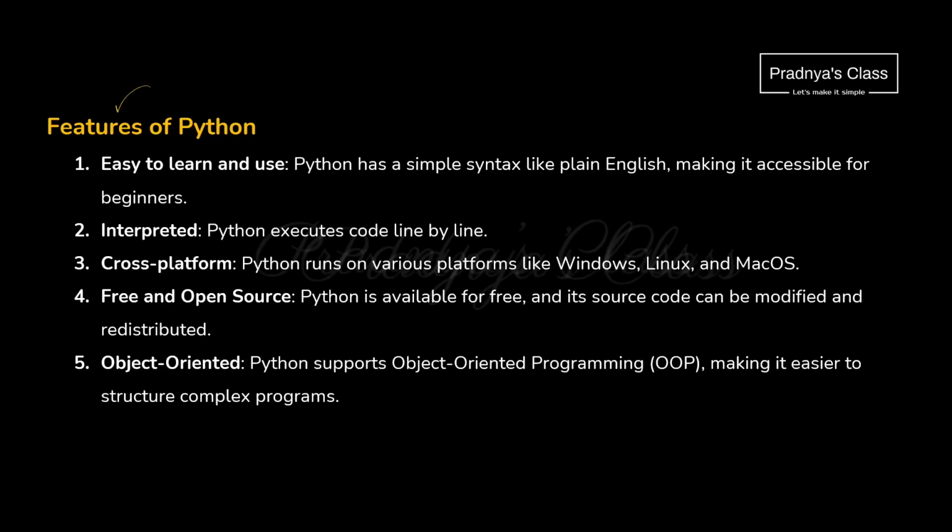Here is the next topic, features of Python. If you get any theory question, you can write the answer like this. It is easy to learn and use because it is just like a plain English. So it is easy for the beginners to understand and learn this language. We already discussed that it is an interpreted language because it has interpreter. It means the code will get executed line by line. It is a cross-platform, this also we know. This is free and open source, that also we have already discussed. And along with other designs like functional programming and structure programming, it also supports object-oriented programming.